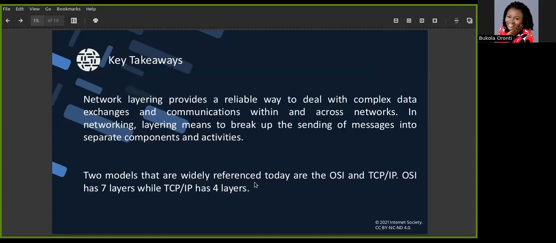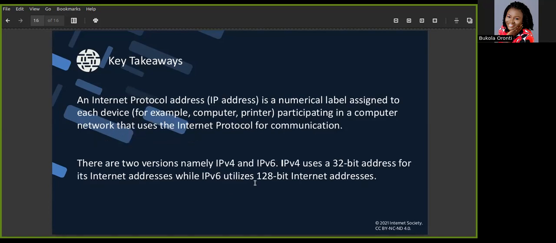Now, what are the key takeaways from this networking concept that we have looked at? One, we have understood that network layering provides a reliable way to deal with complex data exchanges and communications within and across networks. Also, we have learned what layering means in networking, which is to break up the sending of messages into separate components and activities. We have also looked at the two widely referenced models today, the OSI and the TCP/IP. The OSI model has 7 layers, whereas TCP/IP has just 4 layers.